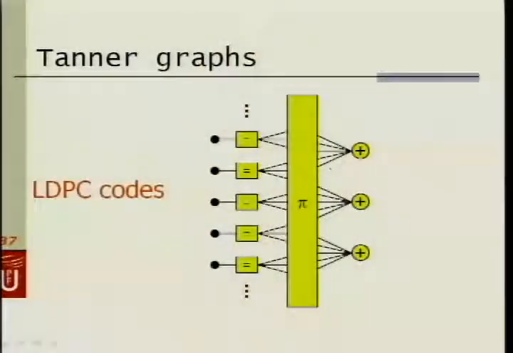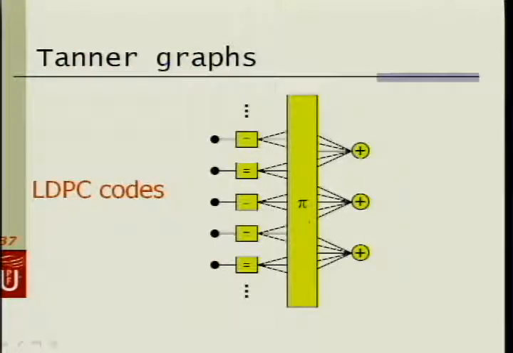What characterizes a low-density parity check code is simply the number of edges at the output of each one of these repetition nodes, the number of edges at the input of each one of these parity check nodes, and the structure of the permutation. Once we define this number and the structure of the permutation, we have designed a low-density parity check code.